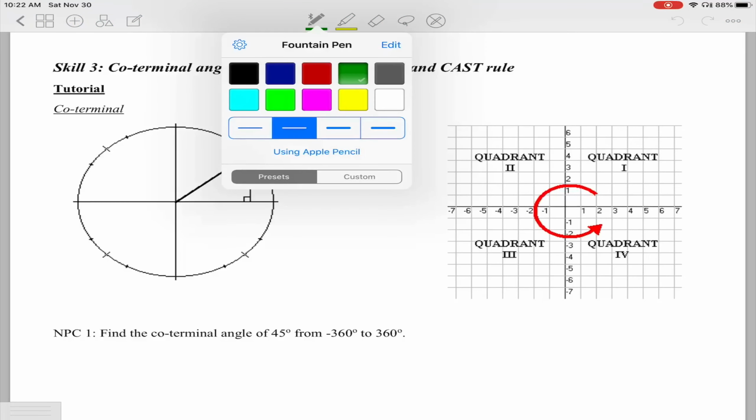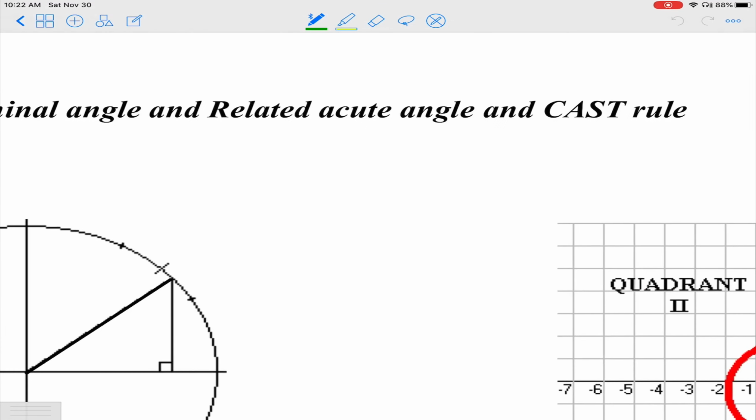So from time to time, I may call this related acute angle as RA. Okay, not the Egyptian god of the sun.